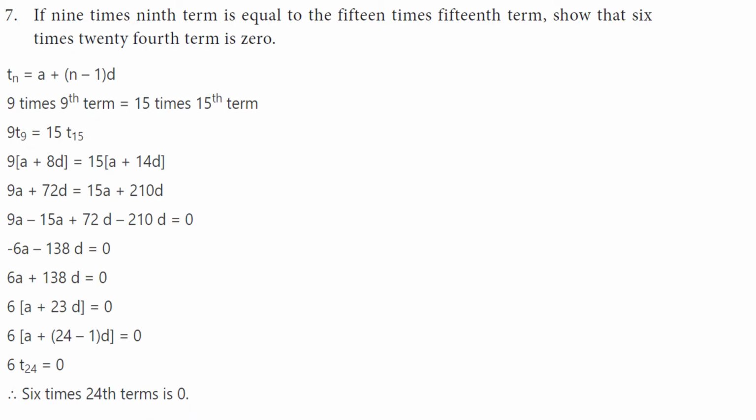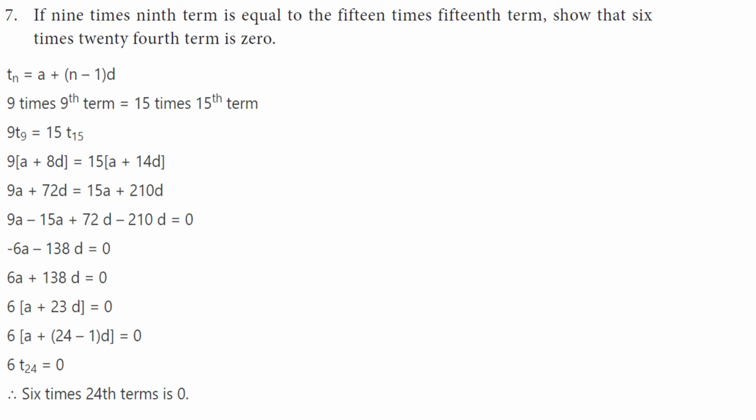9 times the 9th term is equal to 15 times the 15th term. Show that 6 times the 24th term is 0. Therefore, Tn equals A plus (n minus 1) into D. Here the given condition is 9 times the 9th term is equal to 15 times the 15th term, that is 9T9 equals 15T15.